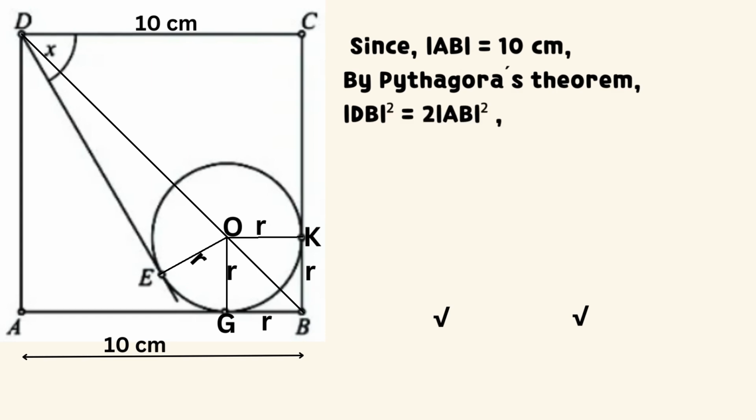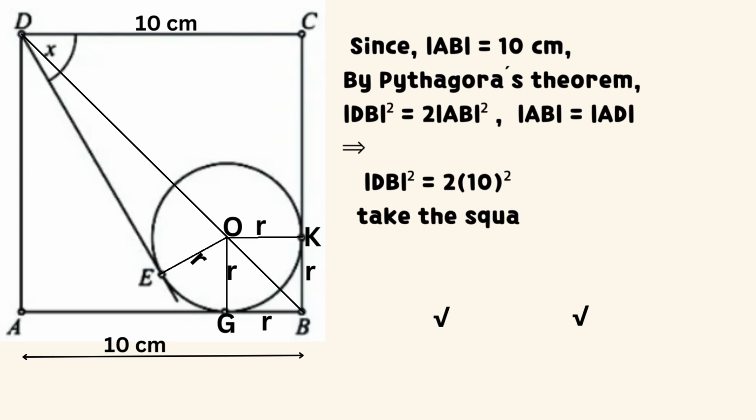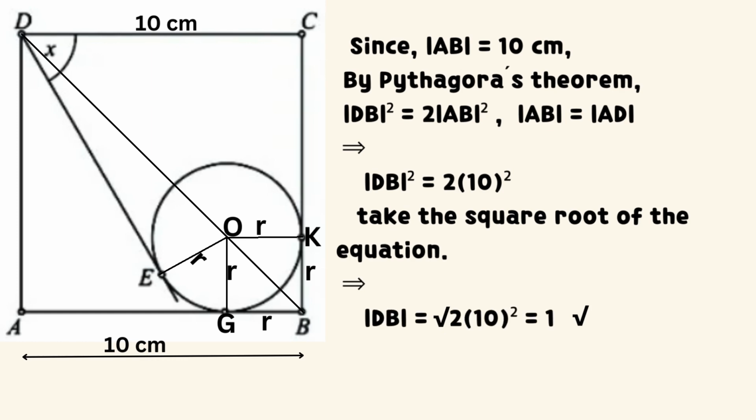Since line A, B equals 10 centimeters, this is given in the data. By Pythagoras' theorem, the square of line D, B equals the product of 2 and the square of line AB. It is because line A, B equals line AD. Side lengths of a square are equal. Hence, the square of line D, B equals 2 times the square of 10. Take the square root of the equation and we have that line D, B equals the product of 10 and the square root of 2 in centimeters. We call it equation 1.